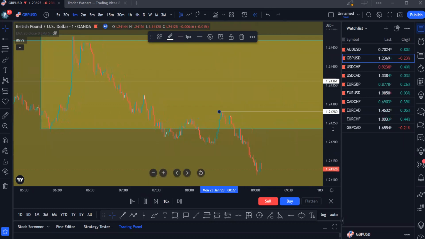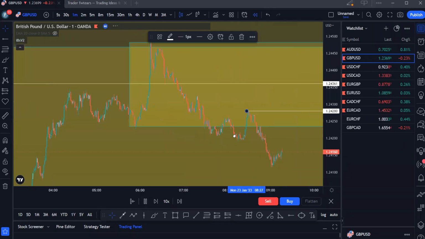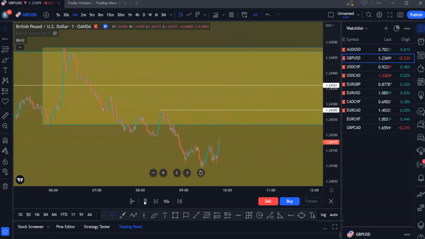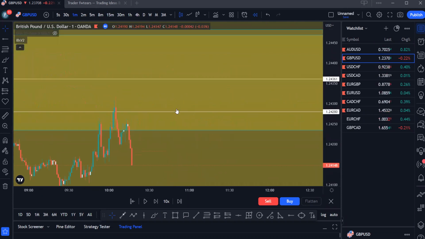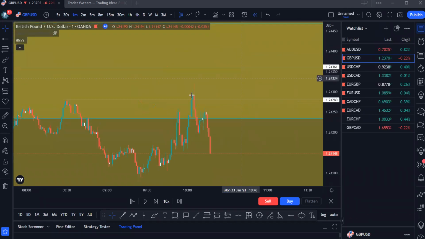And I think it took a while actually for price to come back. But eventually price will usually come back into that zone. Good. You can see what price did. We can see price coming back into that zone to take liquidity.